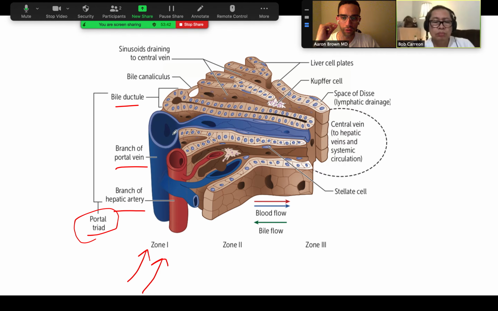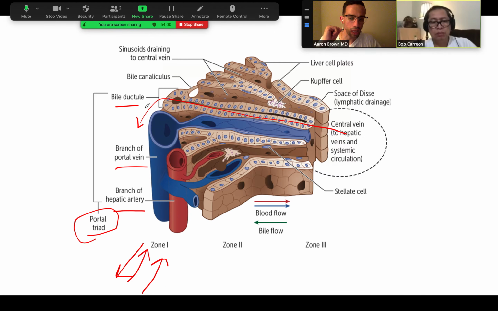We have our portal flow carrying venous blood to the liver, and our hepatic artery carrying oxygenated blood to the liver, and where bile is flowing the opposite direction. Okay, so the liver is creating bile and then excreting it in this direction. Okay, so that's sort of our first interesting thing.